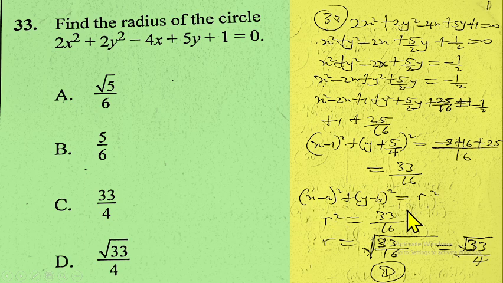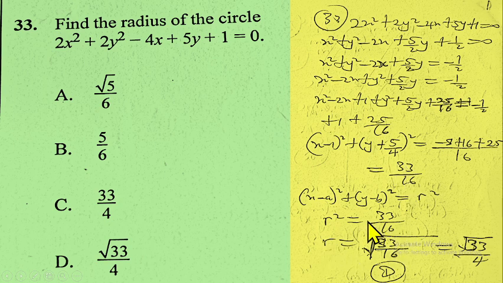So if you remember the template for the equation of a circle, given the coordinate of the center and the radius, you have x minus a squared plus y minus b squared equals r squared. Our aim is not to get the coordinate of the center. Our aim is to get the radius, according to the question, so we are dealing with the r squared. So r squared is equal to 33 over 16.